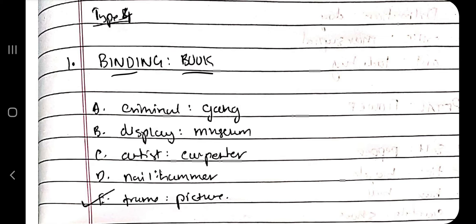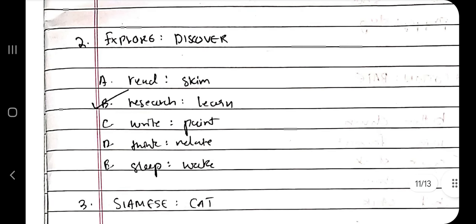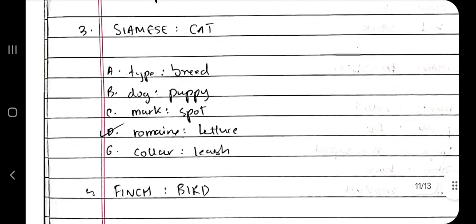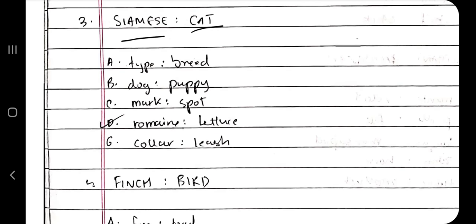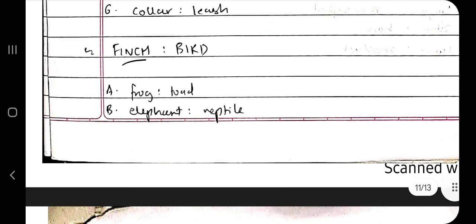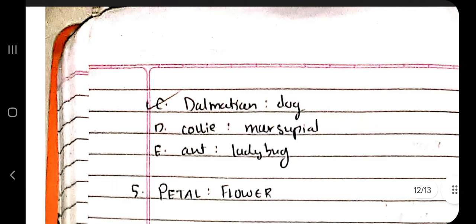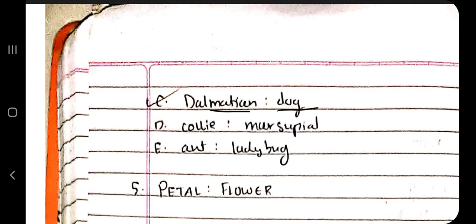So binding is to book. In book you bind, right? So picture you'll put frame. When you explore you'll discover something. When you research you'll learn something. Siamese is a type of cat, as Roman is a type of lettuce. Finch is what? A bird. Okay, like that. Dalmatian is a dog.